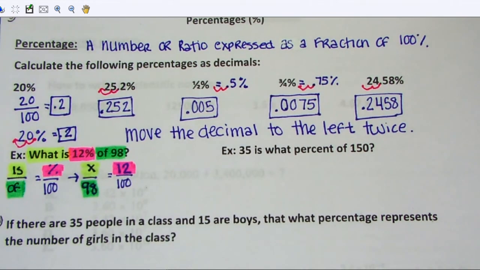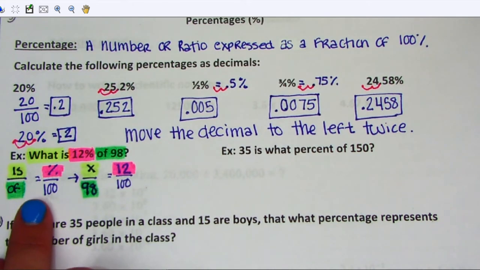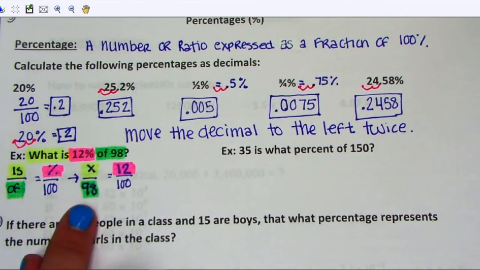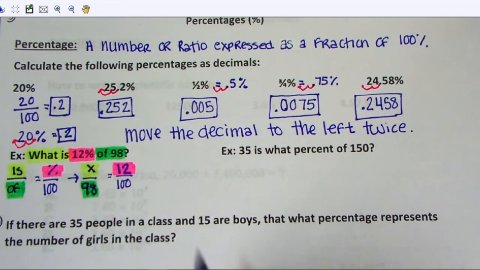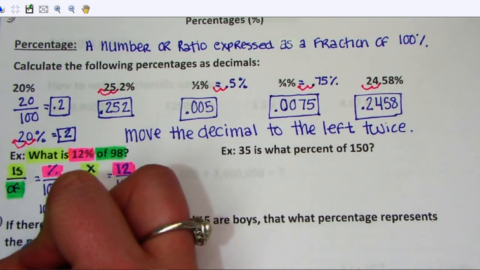Again, this is not necessarily the fastest way to do this problem, but I will show you a method that is quick. So is over of equals percent over 100. That's kind of the guiding ratio and proportion. To solve for x, you cross multiply. So you're going to be left with x times 100, which is 100x.